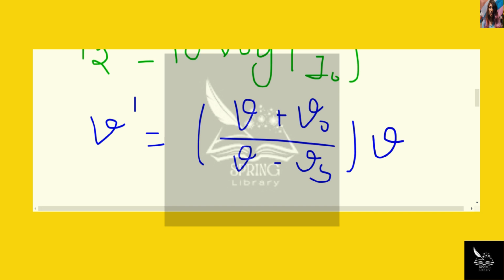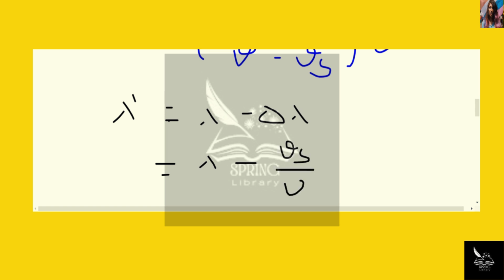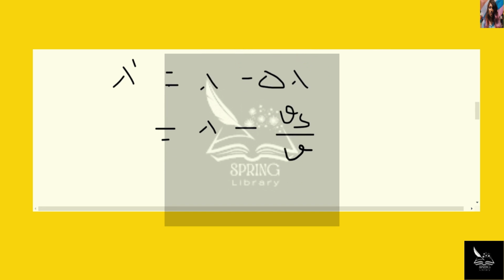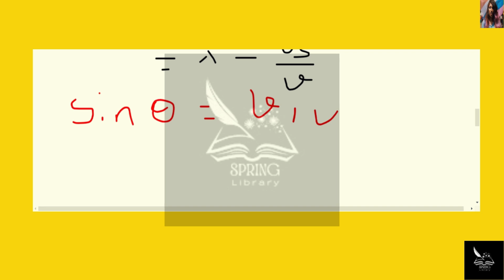Also, we know that the observed wavelength λ' is given by λ' = λ - Δλ, where Δλ is vs/v. As we know, for a shock wave, the Mach angle θ is given by sin θ = v/vs.